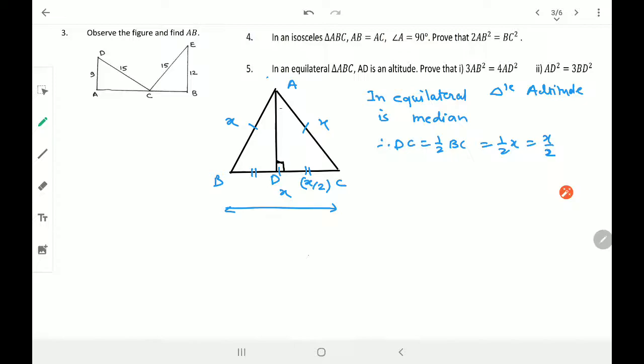ठीक है, इतना काफ़ी है to start the question. So let's start the question with LHS RHS. The first point we have to prove, LHS is equals to 3AB square. So what my target is? My target is to bring x there. So 3AB square is nothing but 3x square. That's it. RHS I'll take. What is RHS? RHS is 4AD square. Let's talk about AD.